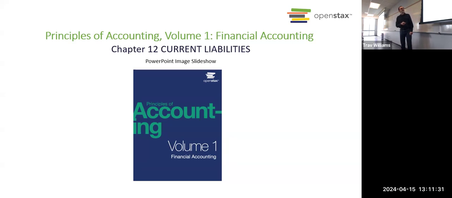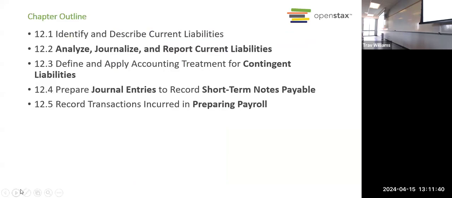So current liabilities. We know what those are, right? Liabilities are debts. And current means they're due within a year, or if you want to get technical, within one operating cycle. We will learn to analyze, journalize, and report current liabilities. We will learn about contingent liabilities.